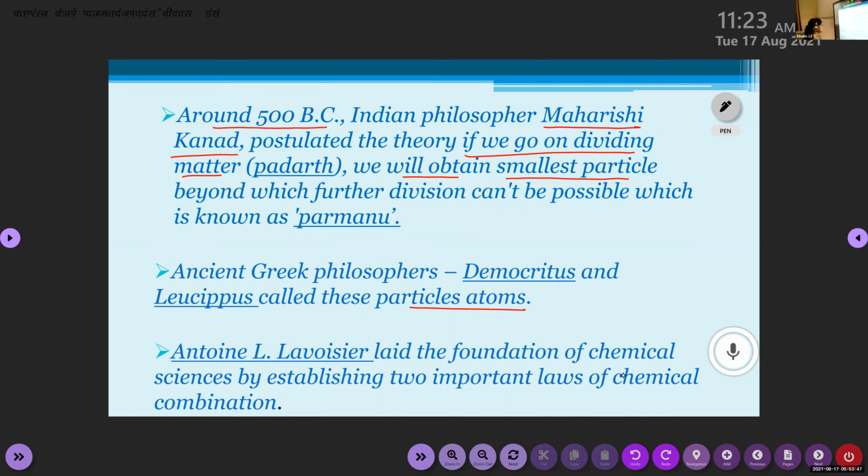You have to always remember the name of this scientist, okay? Antoine L. Lavoisier. And this one, laws of chemical combination. There are two laws that come under this, laws of chemical combination.